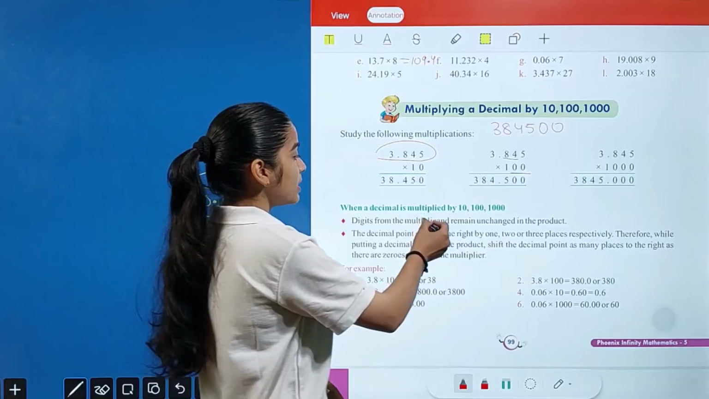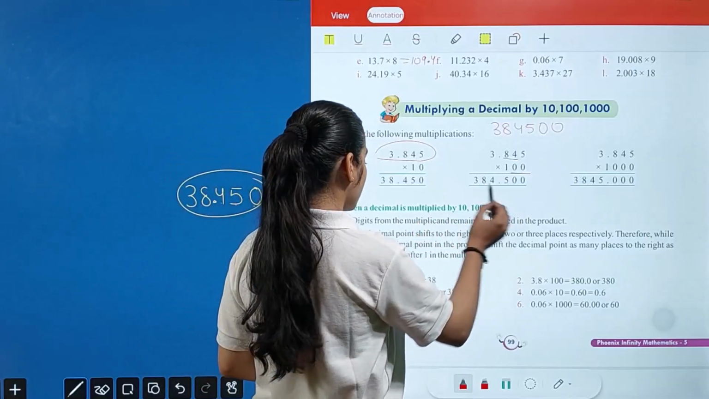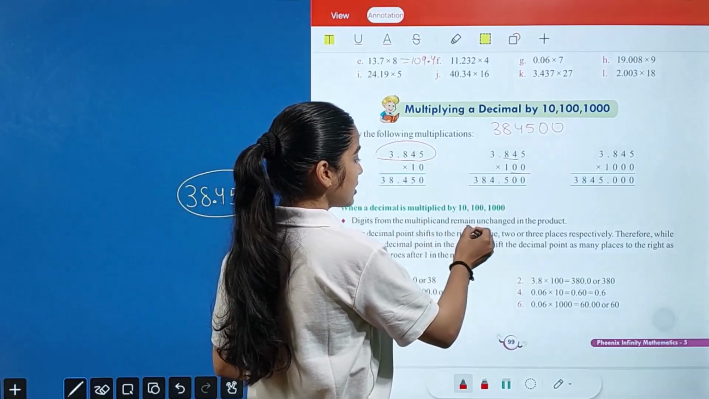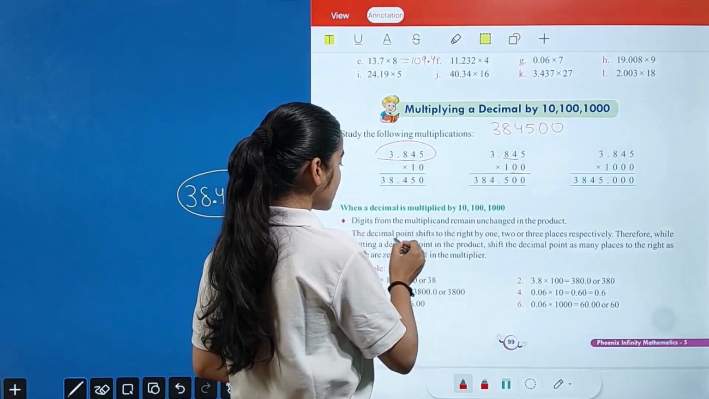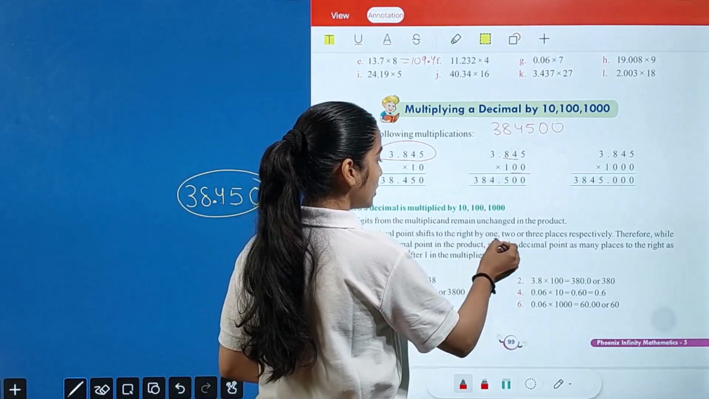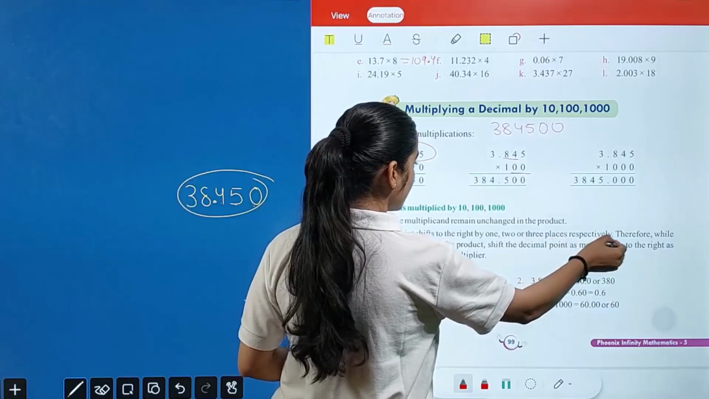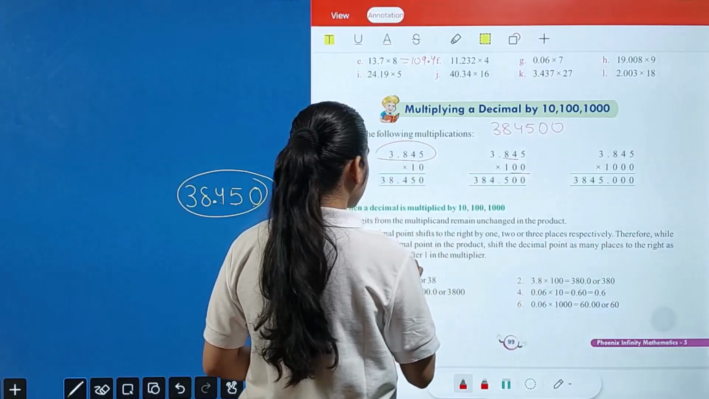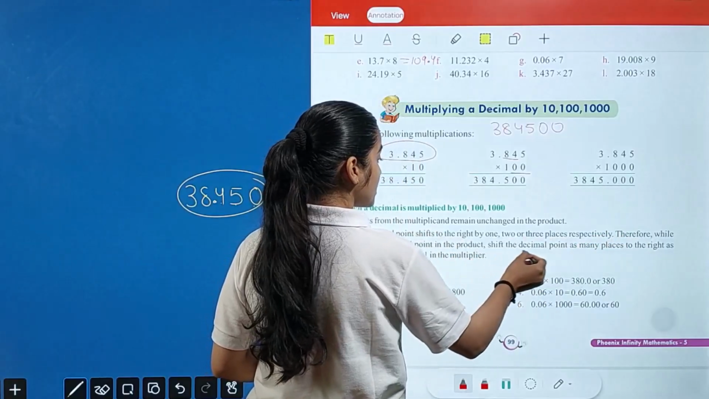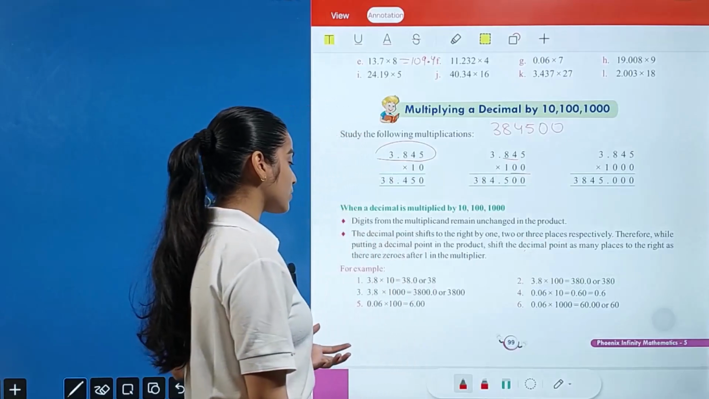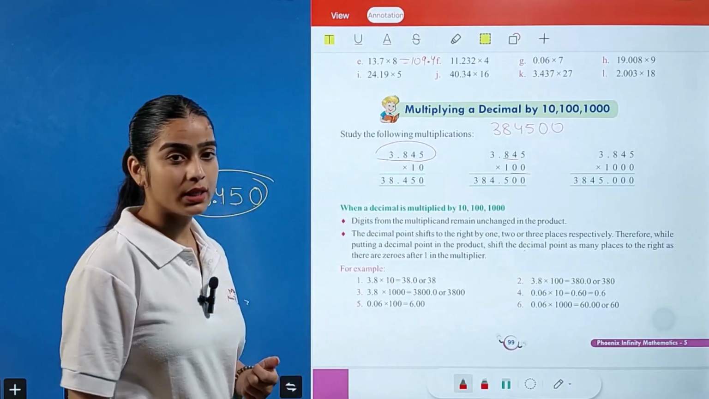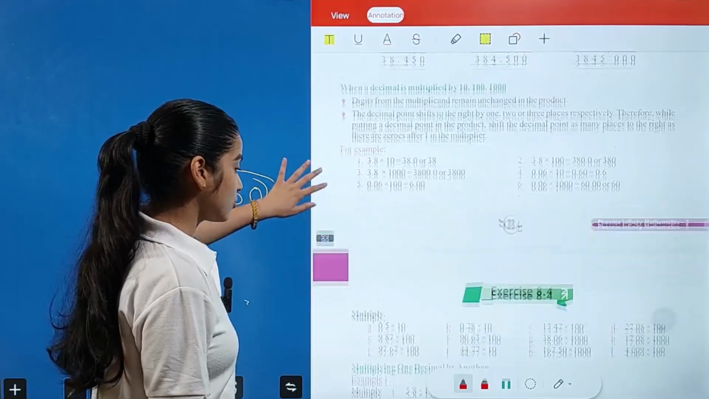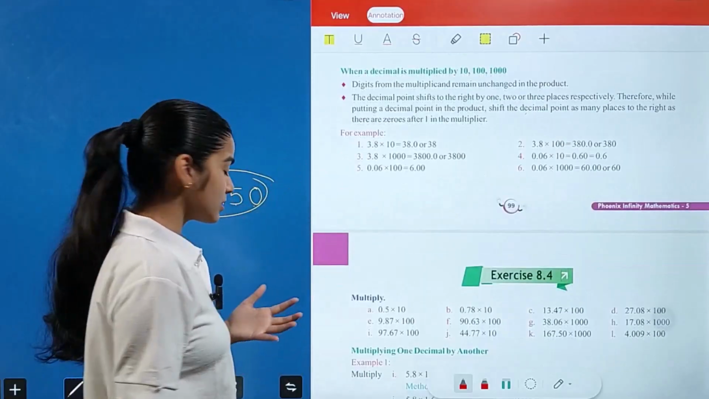When a decimal is multiplied by 10, 100 and 1000, digits from the multiplication remain unchanged in the product, and the decimal point shifts to the right by 1, 2 or 3 places respectively. Therefore, while putting a decimal point in the product, shift the decimal point as many places to the right as there are zeros after 1 in the multiplier. So this is very easy. I hope students this is clear to you.